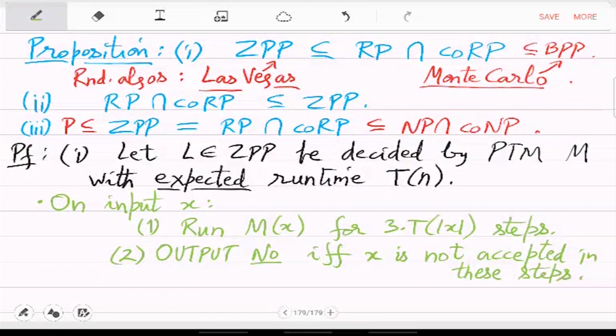Okay, so if X remains unaccepted, the machine did not decide anything, you output no. If the machine decided and said yes or accepted, then you say yes. Or if the machine has rejected in these many steps, then obviously you say no. Okay, so do this, and let's now analyze this from the RP perspective. It actually shows that L is in RP.